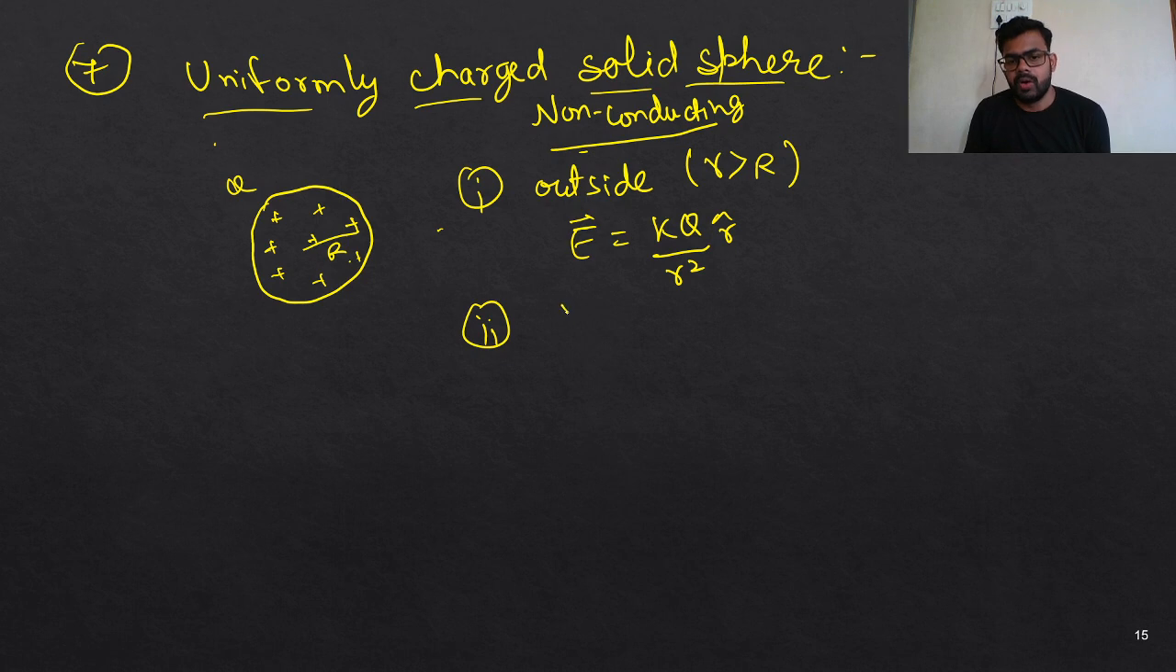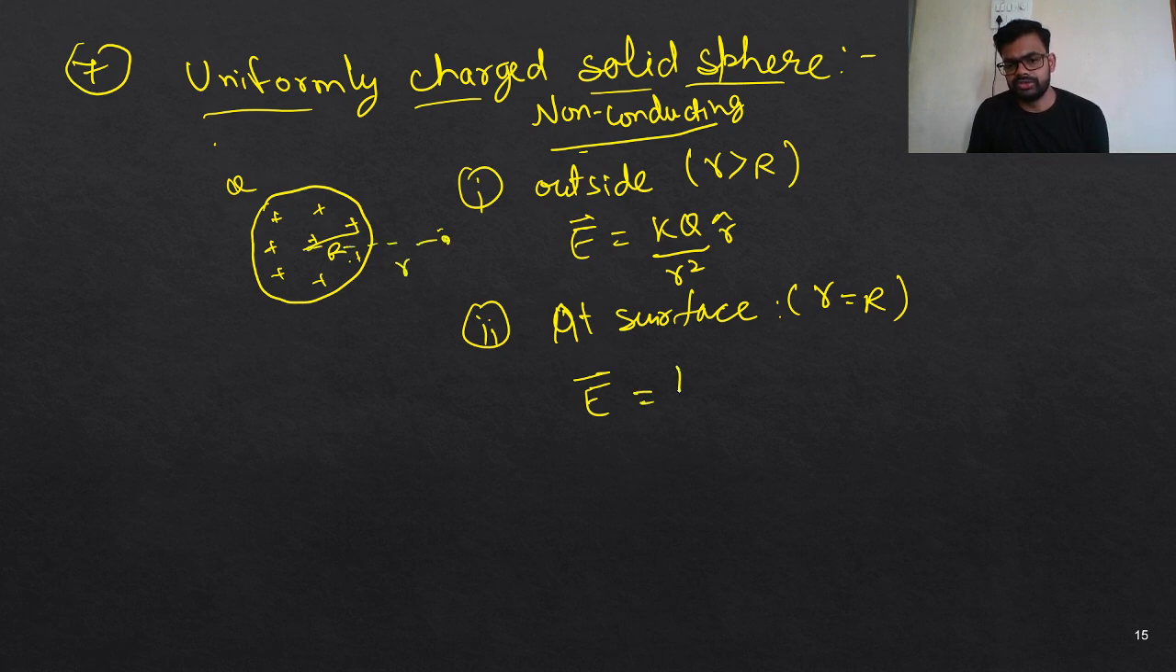Next, at the surface. What will happen at the surface? r is equal to capital R. So E is equal to KQ, and small r is replaced with capital R, so R square. And for direction, if you want, you can write r cap. Okay, that's all.